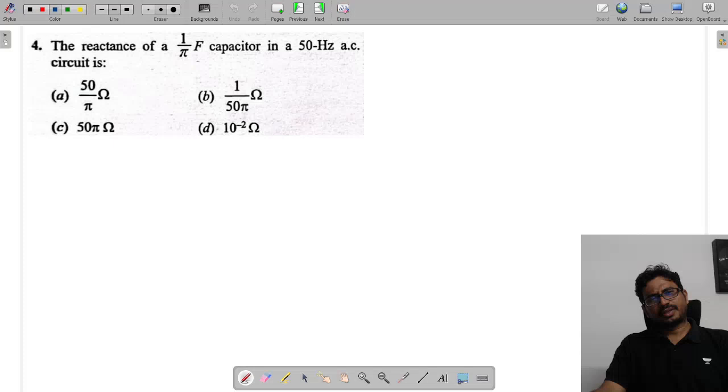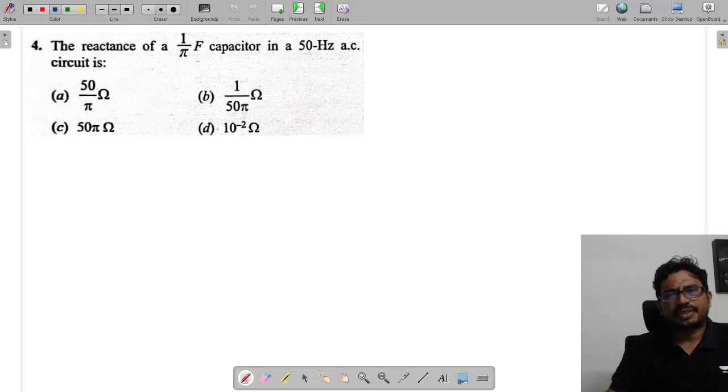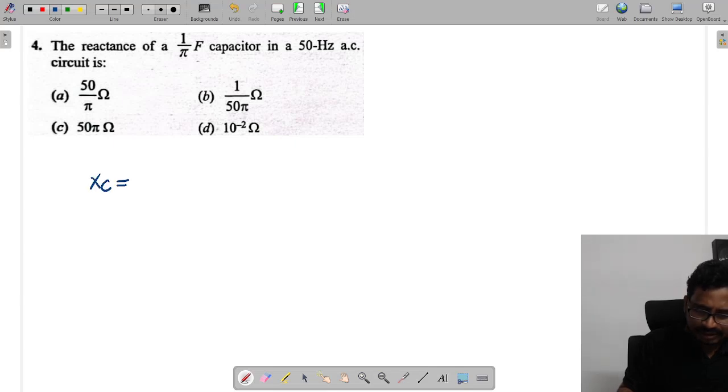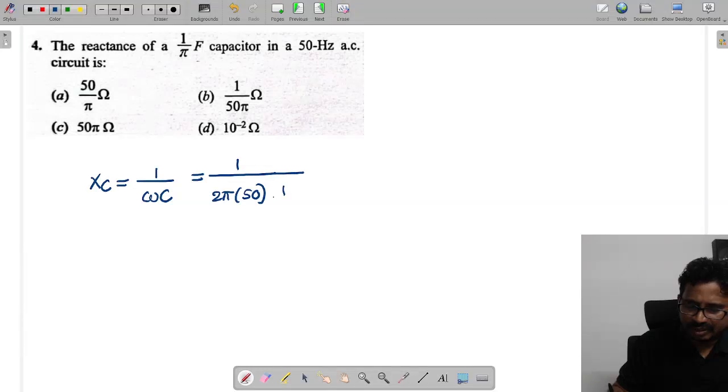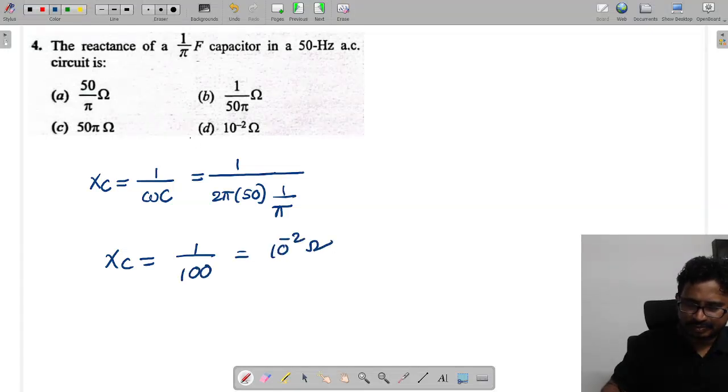Next one. Reactance of a 1 by pi capacitor in 50 Hz AC. The reactance of a capacitor Xc is given as what? 1 by omega C, where omega is equal to 2 pi f. F is given as 50 and C value is 1 by pi. So Xc becomes what? 1 by 100. So that is 10 power minus 2 ohms.